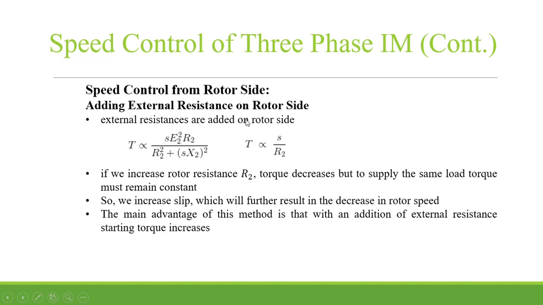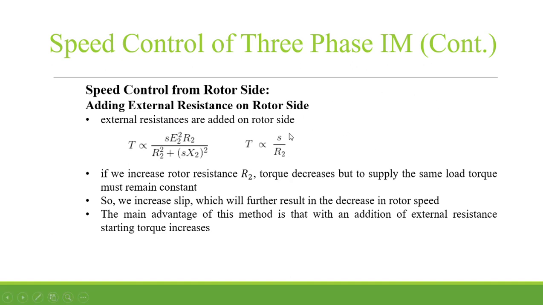We have studied that for a phase wound or slip ring induction motor, for starting we can use this addition of external resistance. So this will also reduce the starting torque, so it will be beneficial both as a starter and as a speed control method. So for a phase wound or slip ring induction motor, this method of addition of external resistance can be used for both starting and speed control.